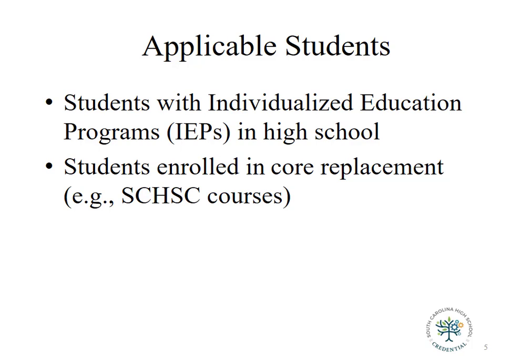So who can these orders be made for? First, these are only for students with IEPs in high schools. Additionally, the students have to be enrolled in a core replacement course, such as a South Carolina High School Credential course. If a student is enrolled in a South Carolina High School Credential course, but is not working towards the credential, then these materials can also be ordered for those students. For example, these instructional materials can be ordered for an 11th grader who, based on present levels, needs the course but is not eligible for the credential.